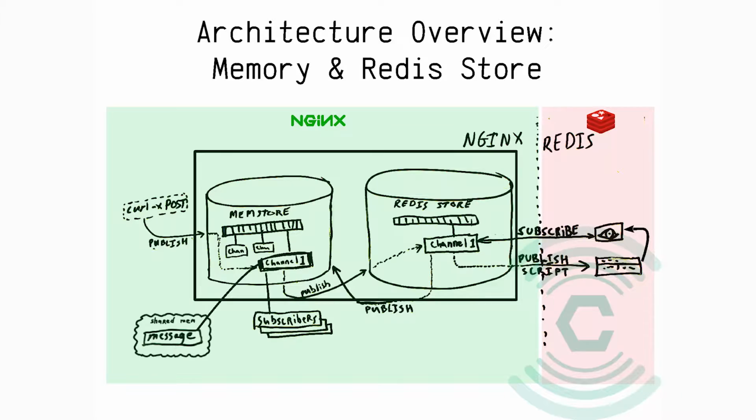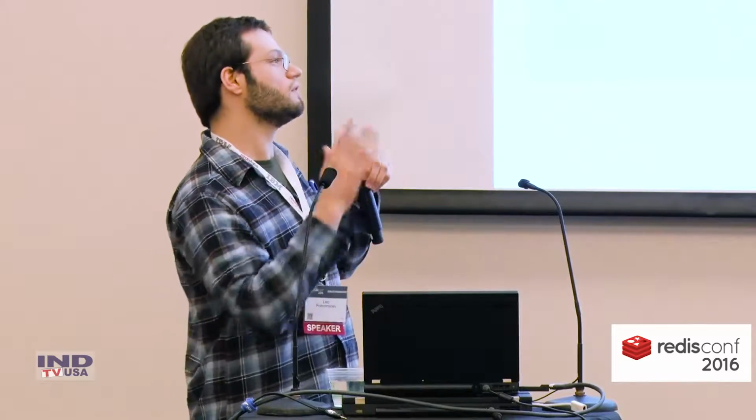Let's say I have an Nginx instance with just one worker. Within that, I have two structures, the memory store and the Redis store, which have separate hash tables for channels. So let's see what happens if I subscribe. Some subscribers arrive at channel ID 1. Memstore creates the channel and forwards it to the Redis store. That in turn creates a pub/sub subscribe connection to an associated pub/sub channel in Redis.